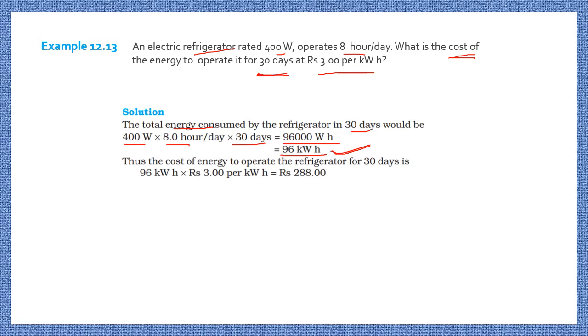And now you are supposed to pay. So what is the cost of 1 unit? The cost of 1 unit is 3 rupees. So the cost of 96 units, 96 multiplied by 3, is rupees 288. Okay. It was an easy question.